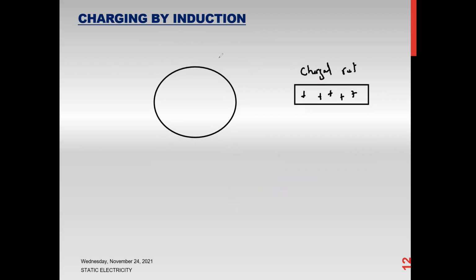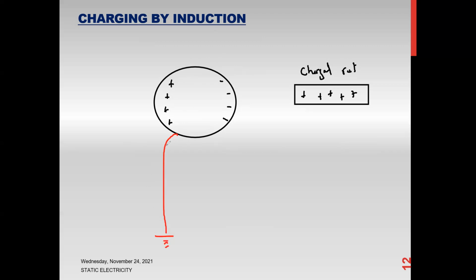So we have a metal sphere and we bring a positively charged rod. As a result, one side will be negative and one side will be positive. Now we connect an earthing wire. As we know, positive charges can never move because of their mass and size. They are in the lattice, so they cannot move.